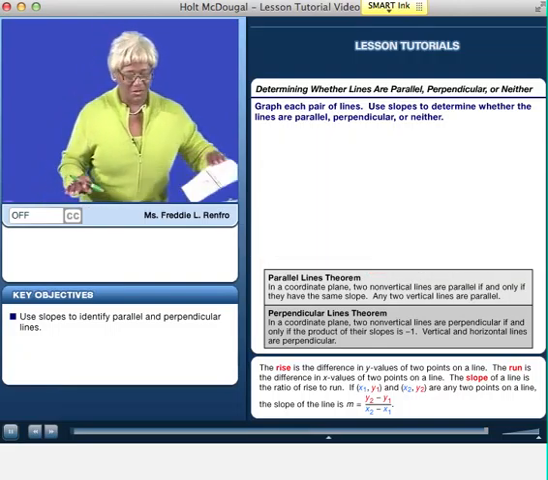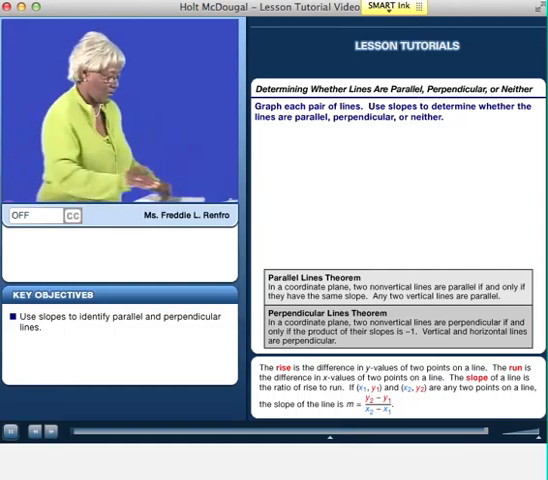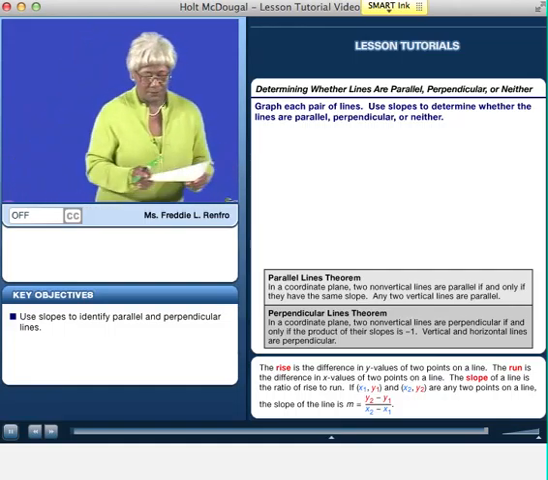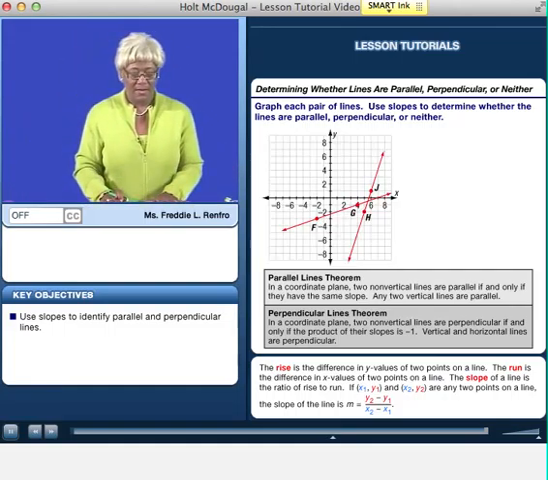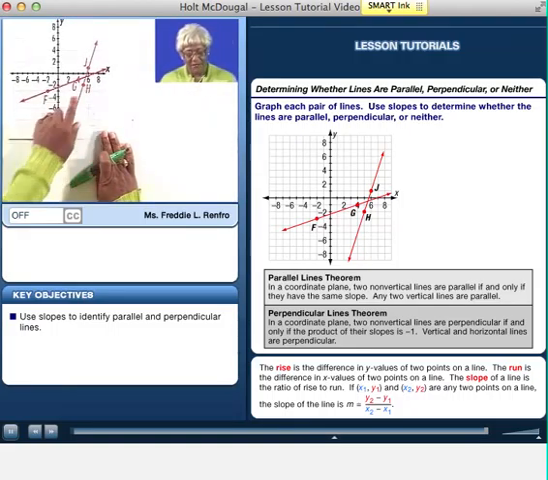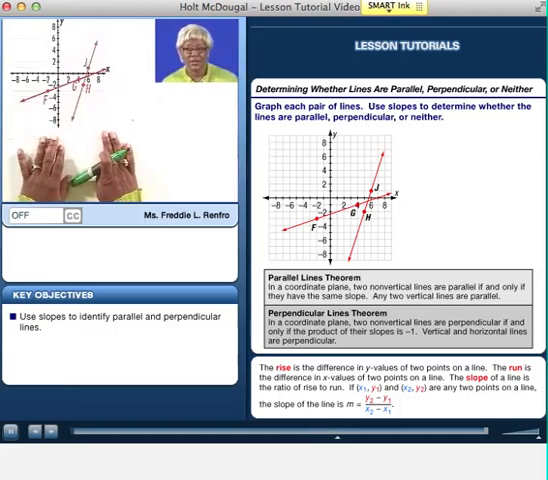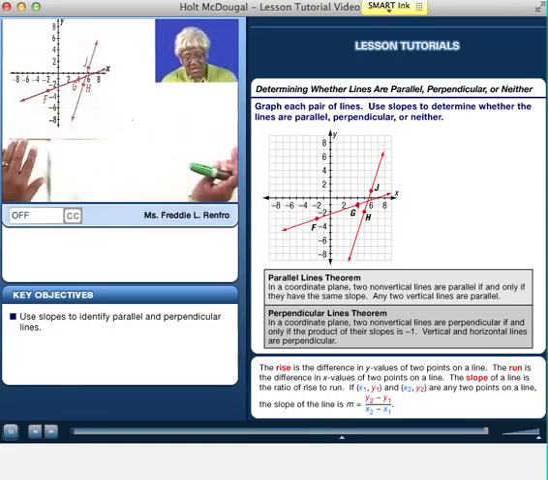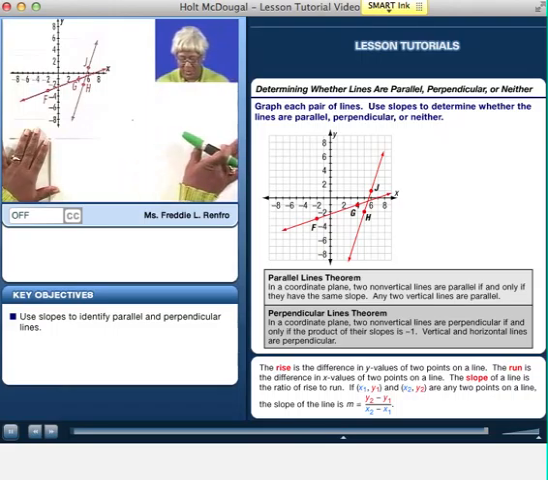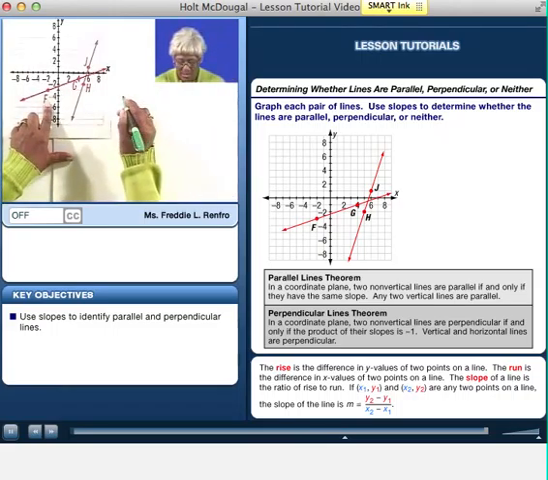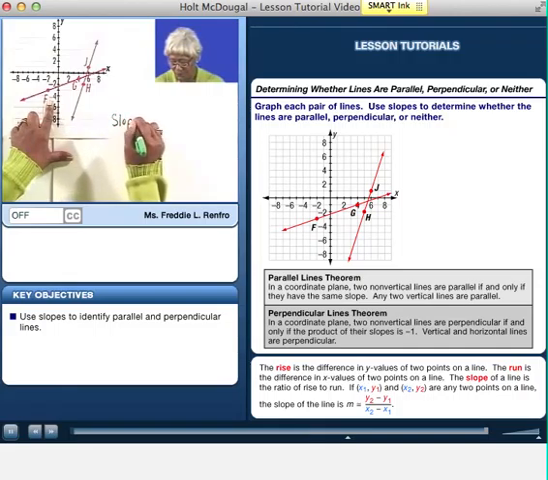Let's try one more. Okay. We have two lines, FG and JH. Let's determine if they're parallel, perpendicular, or neither. Well, it looks like they're intersecting, so I know they're not parallel. But let's go ahead and compute and find out what they are. We have line FG, the slope of line FG.